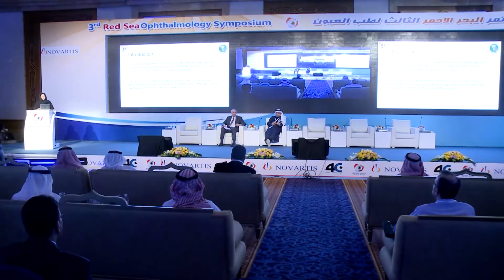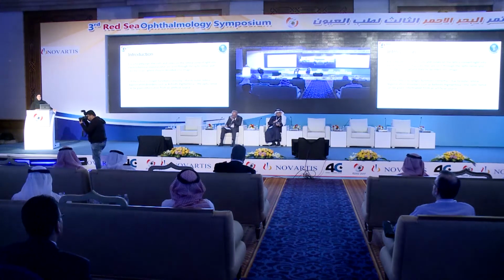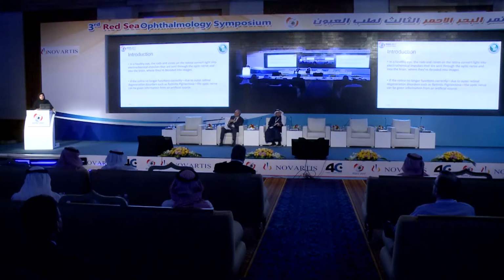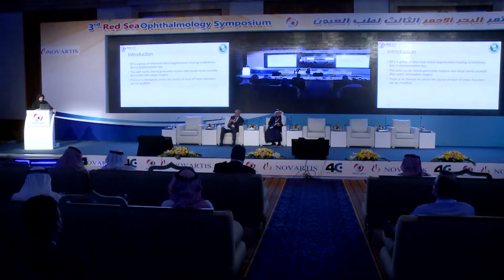In a healthy eye, the rods and cones on the retina convert light into electrochemical impulses that are sent through the optic nerve and into the brain, where they are decoded into images. If the retina no longer functions correctly due to outer retinal degeneration, such as in retinitis pigmentosa, the optic nerve can be given information from artificial sources.